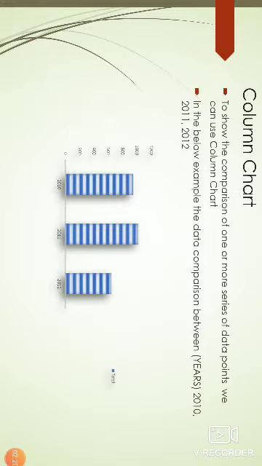So first one is column chart. To show the comparison of one or more series of data points, we can use column chart. In the below example, the data comparison between years 2010, 11 and 12. So this is the column chart. So the column chart shows the comparison between 2010 and 11, 12.